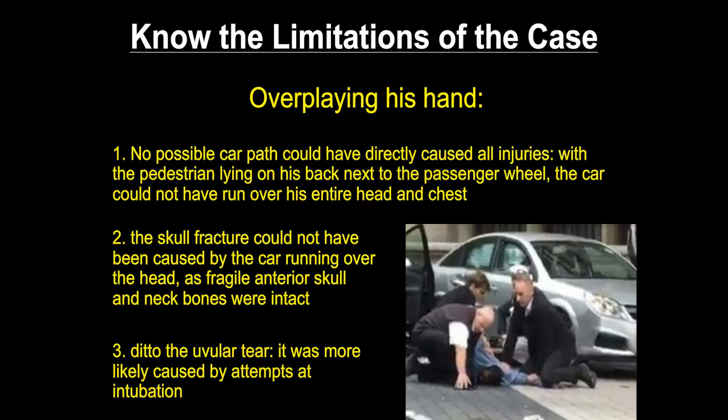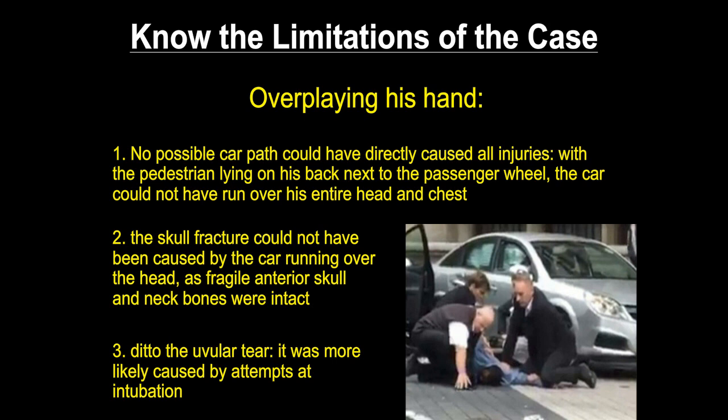Well, what happened here was that a good hand was overplayed. There was no possible path this car could have taken that would have directly caused all of the injuries that were observed in this situation. The pedestrian was lying on his back next to the passenger wheel. How the car could have gone over his entire body and have him wind up right next to the passenger wheel is not clear. The car could not possibly have run over his entire head and chest.